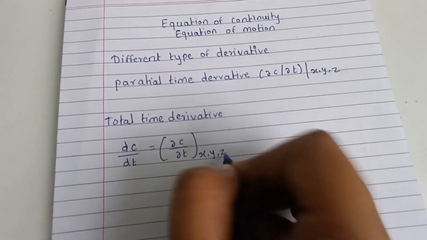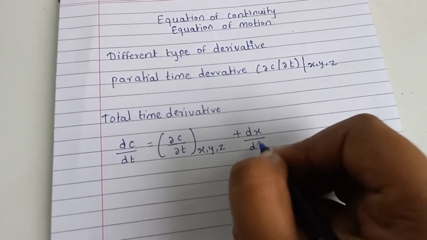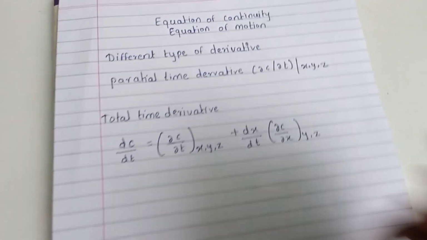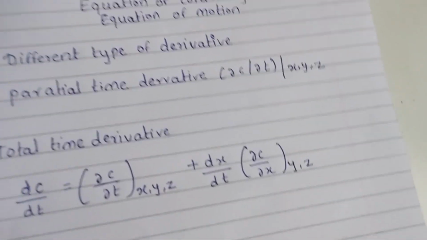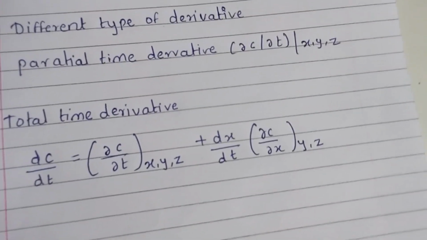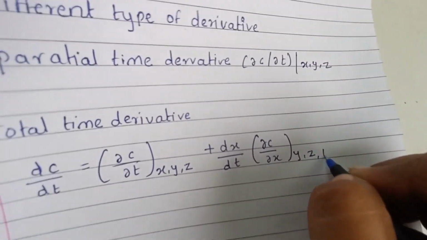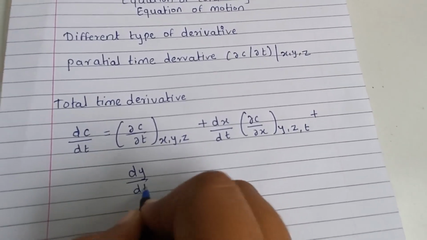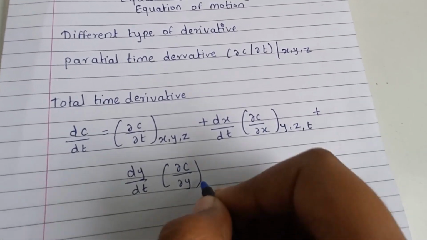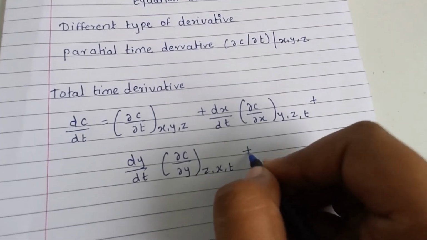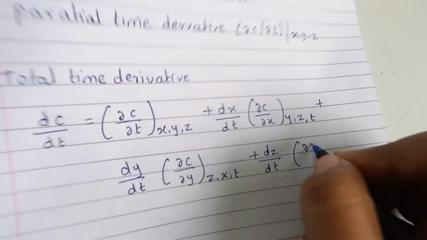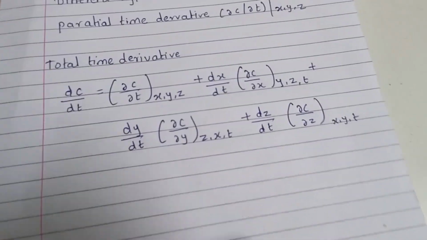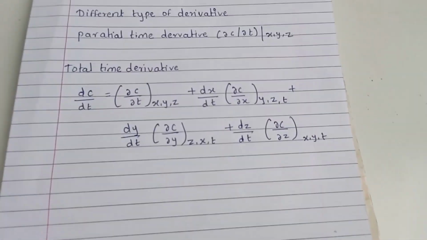We can come to know the total time derivative. The total time derivative is equal to del C by del t, plus dx by dt into del C by del x, at y, z and t; then dy by dt into del C by del y, at z, x and t; then dz by dt into del C by del z, at x, y and t. It represents the overall rate of change of that function with respect to time.